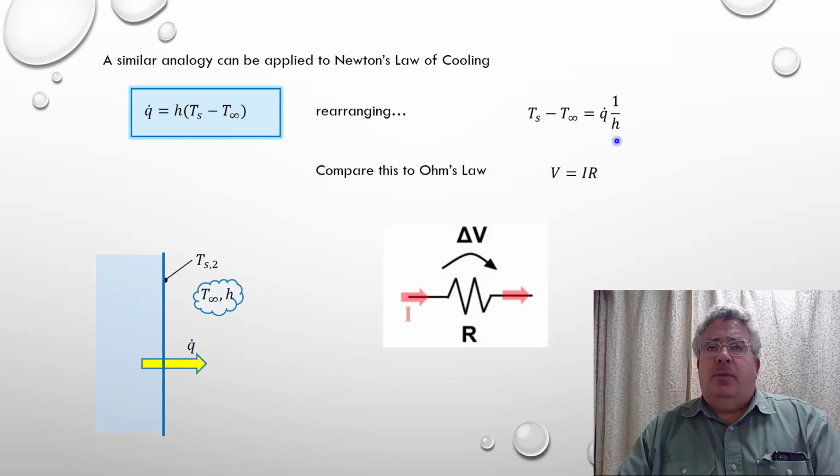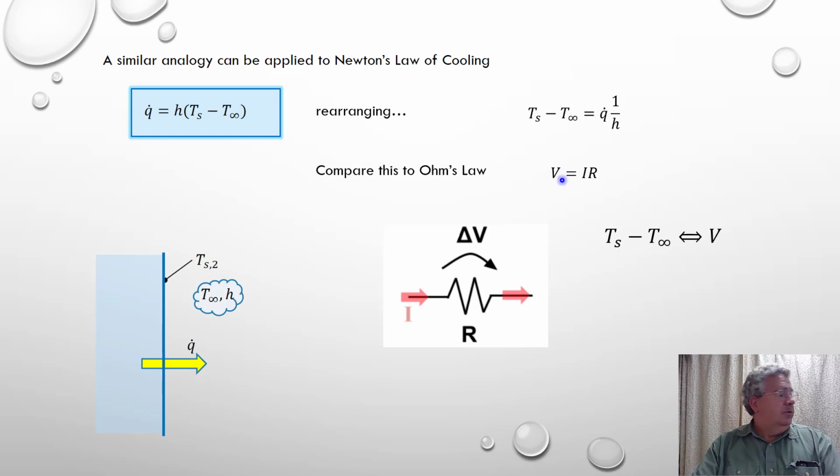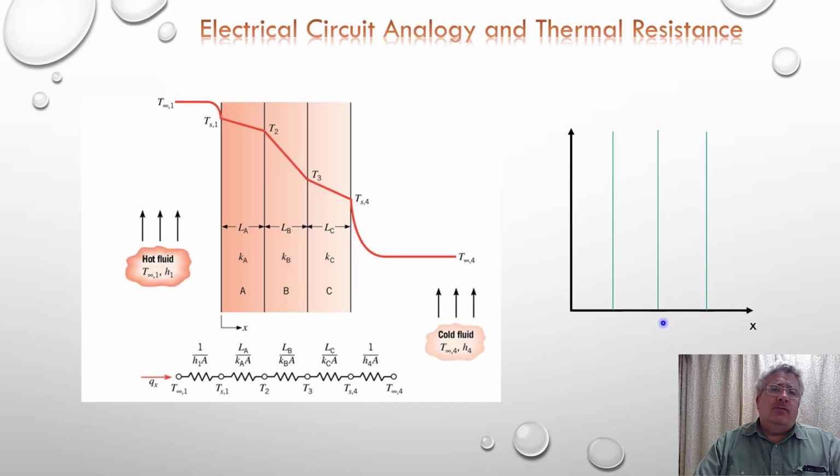Again, we can compare this to Ohm's law such that the temperature difference is the voltage potential, and the current is equivalent to the heat flux through the wall, or I through the circuit, heat flux through the wall, and in this case the thermal resistance is 1 over h, or 1 over the heat transfer coefficient. So now if we do that, we're going to be able to analyze what we're going to refer to as a composite plane wall.